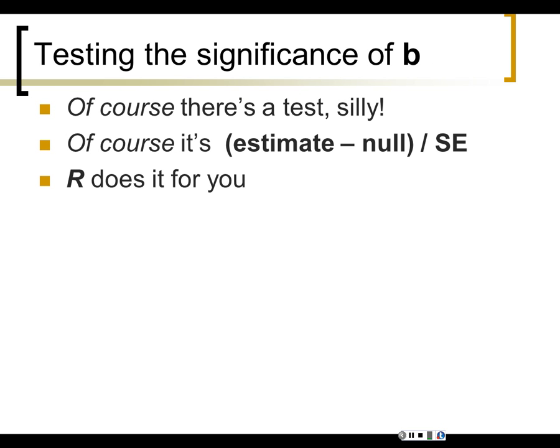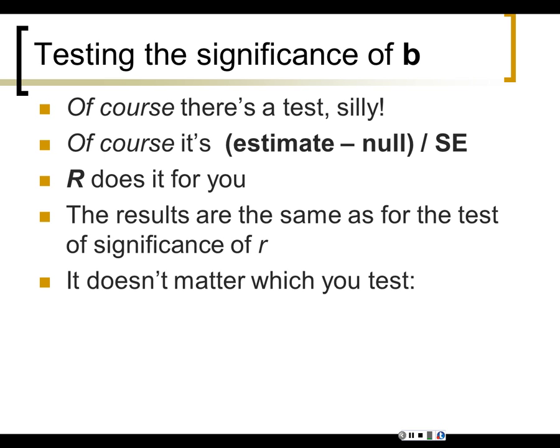And remember, there's always a test. It's always your sample estimate minus the null divided by the standard error. Remember, R does it for you. Remember, the results of testing the significance of B are the same as the results of testing the significance of R. Although, if you want to do this by hand, doing B, you actually do some different math, but you will end up with the same p-value. So it doesn't matter which you test, B or R. Or R squared, you can test that too. It doesn't matter. The significance will end up being the same, the p-value.